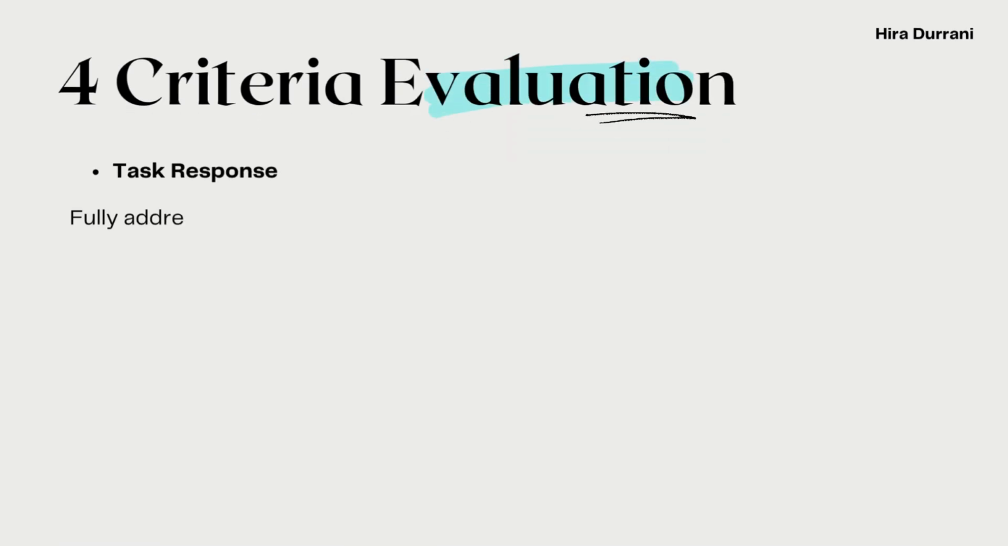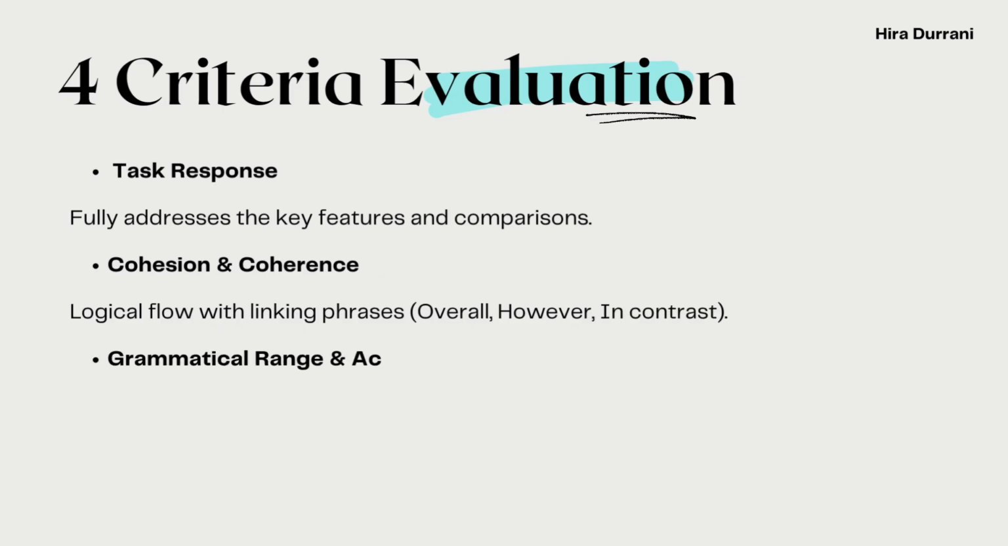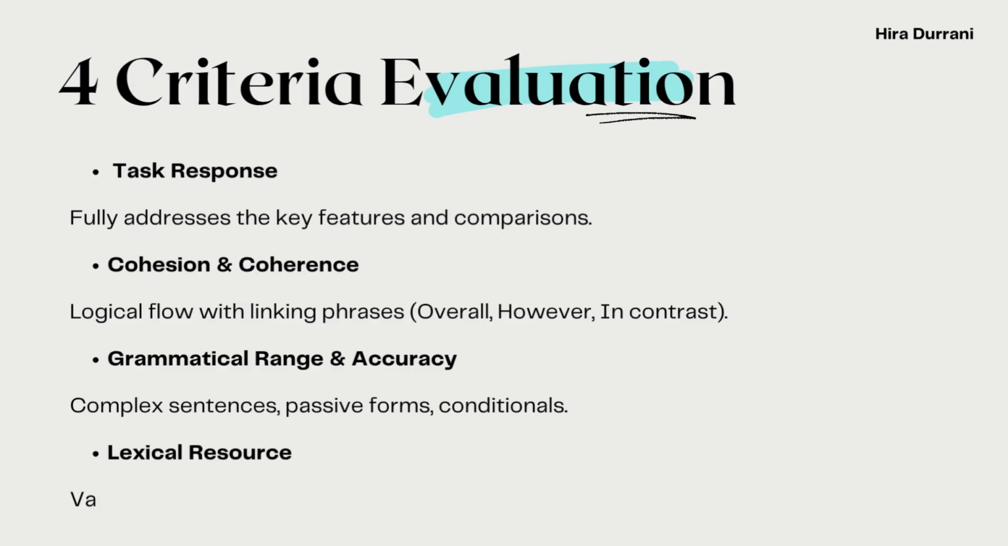And then we have the four criteria of evaluation. What is that? The first is task response. You have to fully address the question. Whatever is asked, you have to write those specific things, mentioning the key features and comparisons. Then the logical flow and the linking phrases, like overall, however, in contrast, in summary. Then the complex sentences and how passive forms, conditional sentences or clauses are used. Then how diverse vocabulary is used, for example, depicts, inferred, allocated or priority.